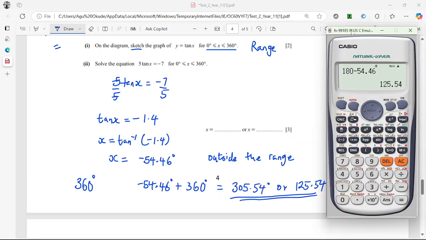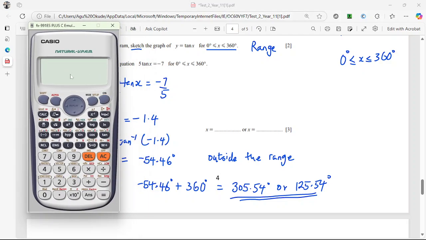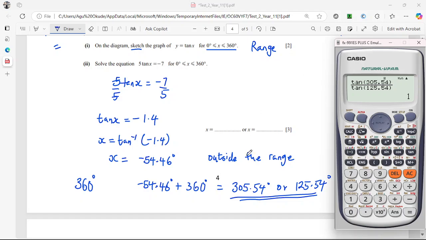Now how do I confirm if that's correct? What you can do to confirm is divide tan 305.54 by tan 125.54. Now this should be very close to 1. Perfect, it's 1. So if I divide the tan of this over the tan of this, I should get 1. That's a way to confirm that the tangents of these are the same. All right, and that ends that question.